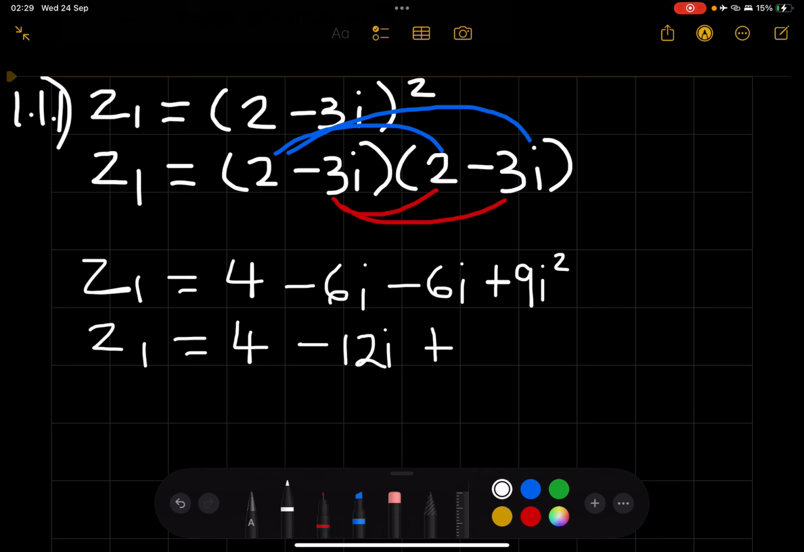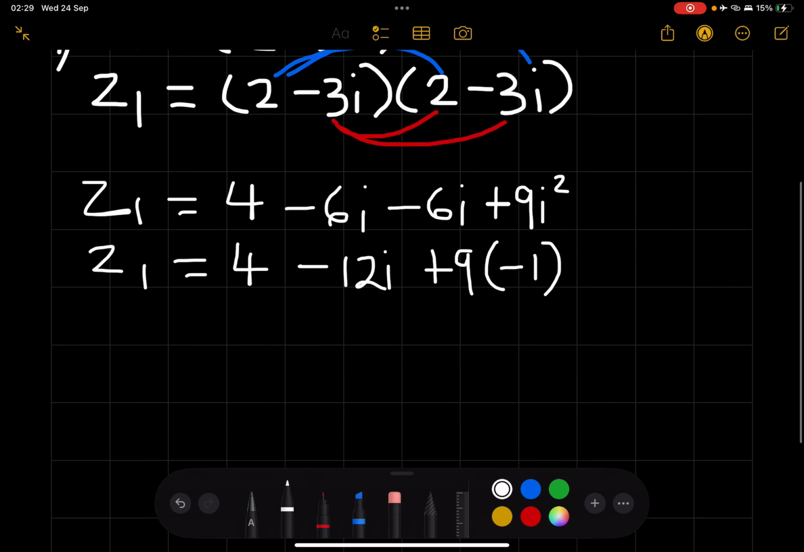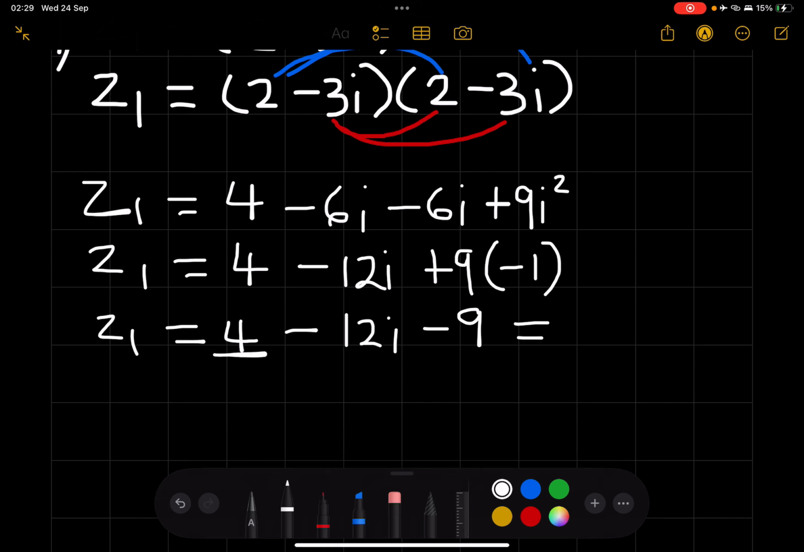And then plus 9 i squared. The i squared will always change to negative 1. And we can see that we have Z1 equals 4 minus 12i minus 9, because positive 9 times minus 1 is minus 9. And then these two are also like terms. So Z1 becomes minus 5 minus 12i. And that is fully simplified.